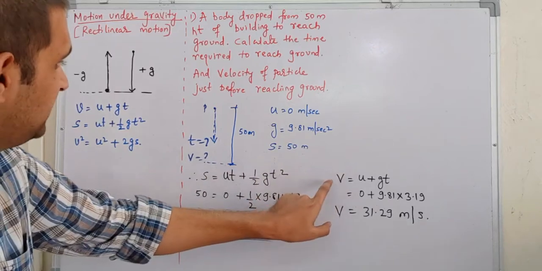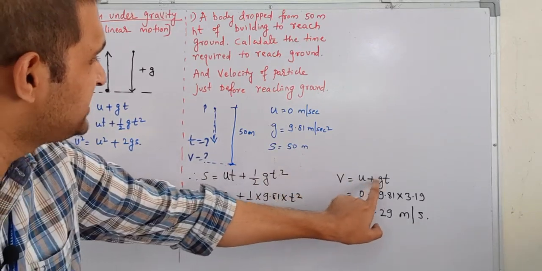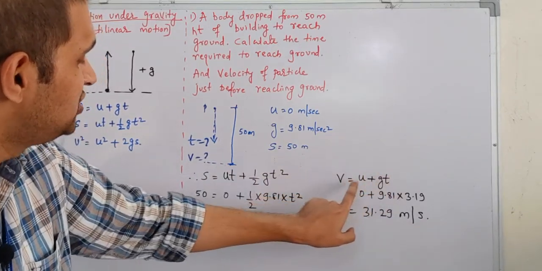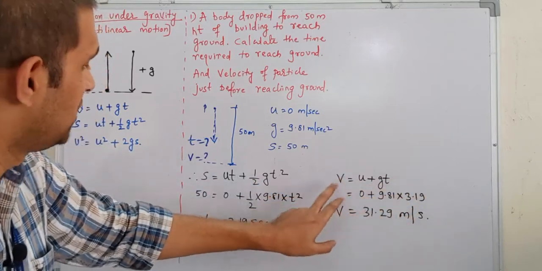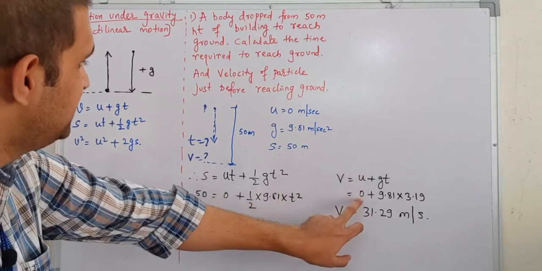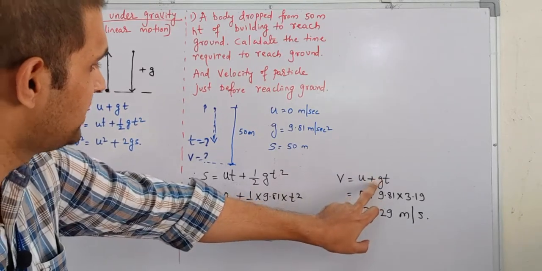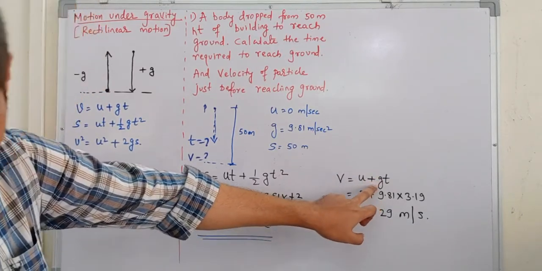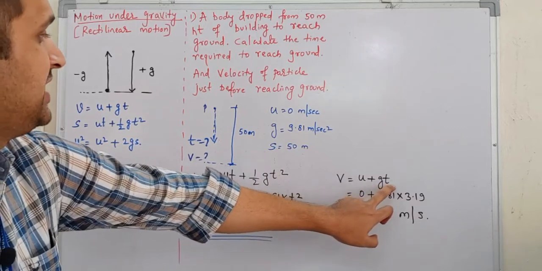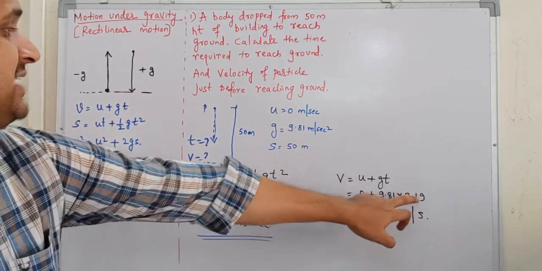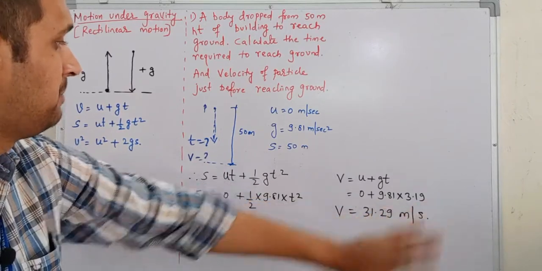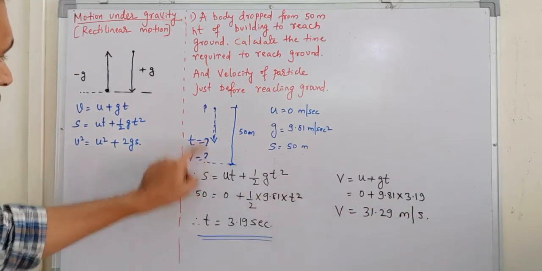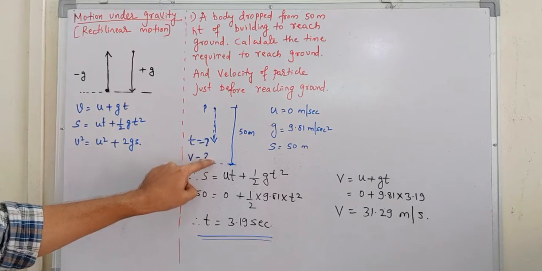So now again we are using the expression v is equal to u plus gt. So now v is the one which you have to calculate. Again initial velocity is 0. So now again g has to be plus 9.81 into t, which is 3.19 seconds. So you will be getting it as 31.29 meter per second. This will be the final velocity of the particle just before collision with the ground.